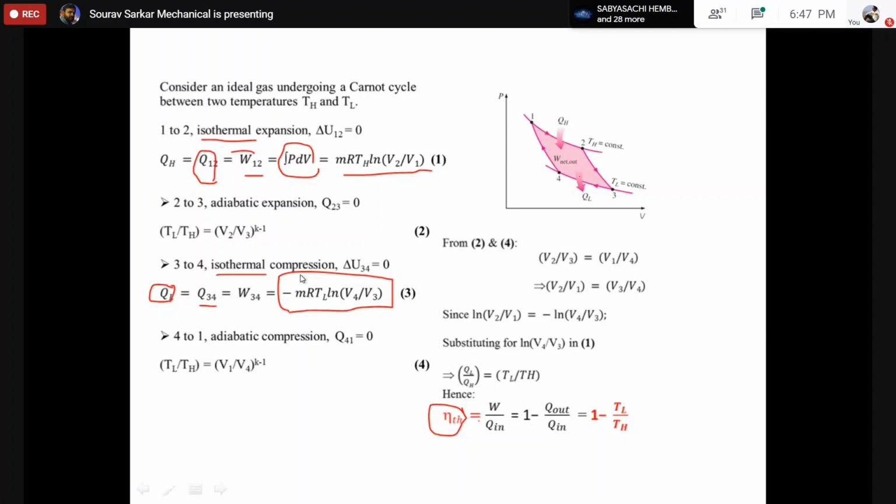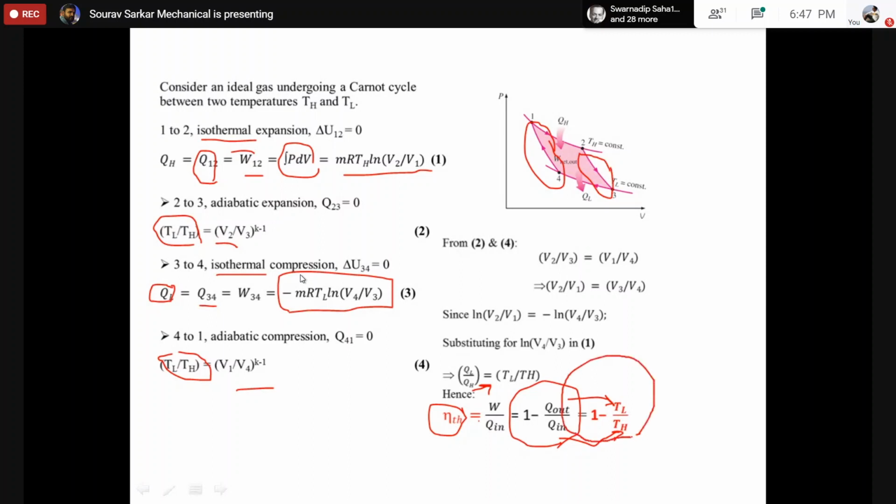And also you can apply the polytropic or adiabatic expansion laws between these two processes and find the relationship between temperature and volume. Similarly for the other adiabatic process. So finally, using these two, I can find my efficiency, and the efficiency will come as something like this. Now I will define the temperature scale in such a way that Q out will be just proportional to TL and Q in will be just proportional to TH. This comes from the definition of the temperature scale.